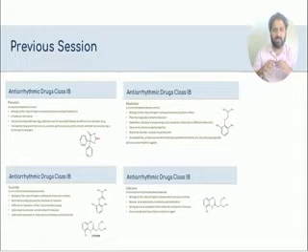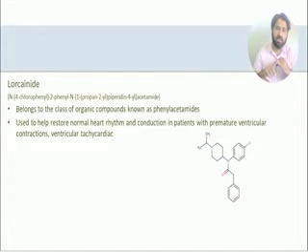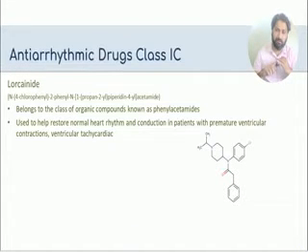Now the next comes 1C. In our syllabus we have one drug, which is Lorcainide. There are other drugs in this class 1C: Encainide, Flecainide and Lorcainide. These drugs slow the conduction system of the heart. Let us discuss something about Lorcainide. These are the most potent sodium channel blocking agents of this class 1 antiarrhythmic drugs.